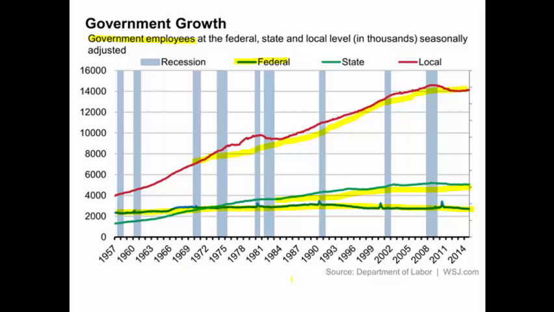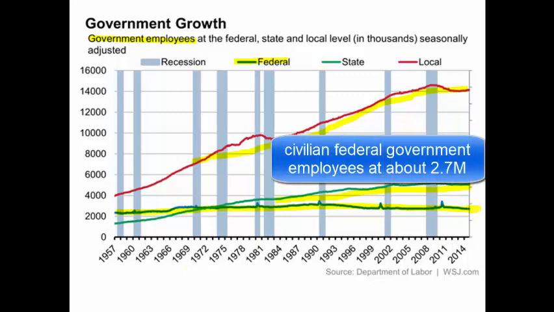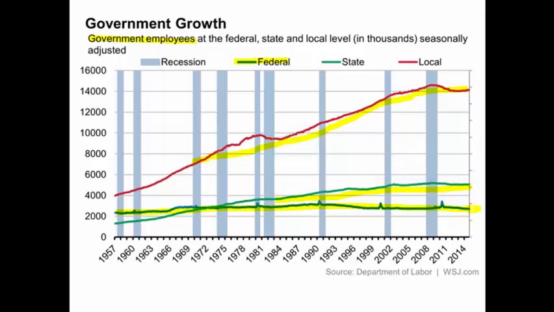Federal government employment is around 2.7 million, and this is not including uniformed military personnel, which puts it up to a little over 4 million. But as far as civilian government employees, we're at about 2.7 million employees, which puts it about the same level as it was many decades ago. But local bureaucratic employees have been rising, somewhat tapering off a little bit here.